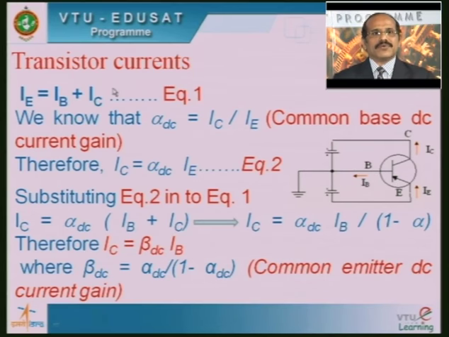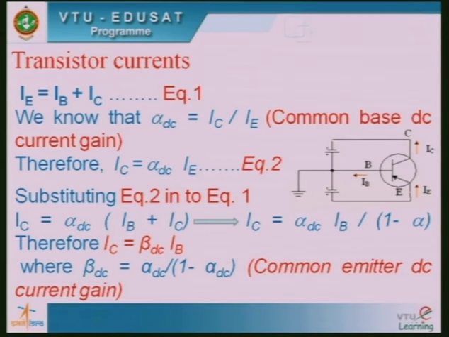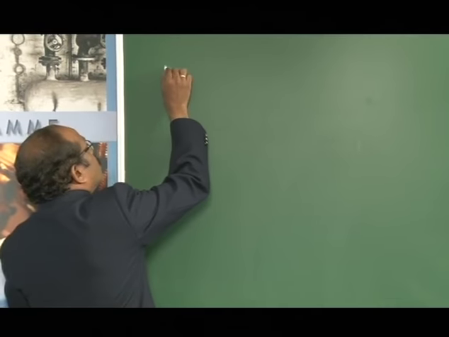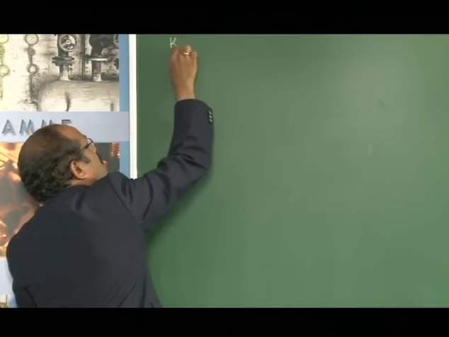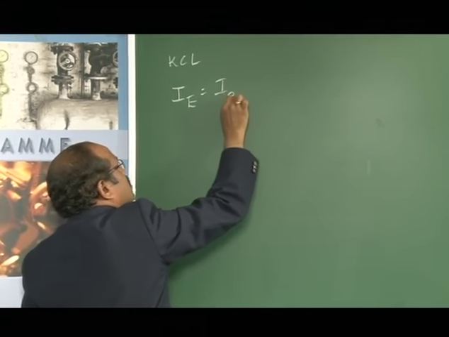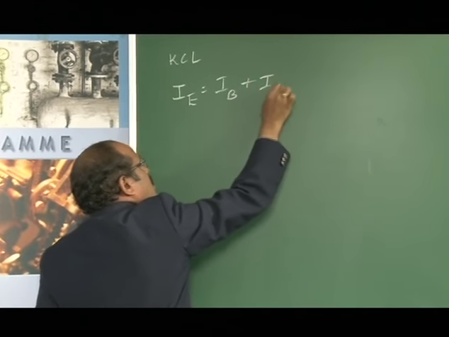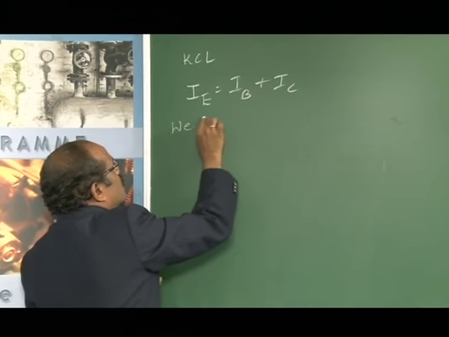From this figure, if you apply Kirchhoff's current law, we can note down that IE equals IB plus IC. So if we derive this equation, applying Kirchhoff's current law, we get the input current, that is the emitter current, equal to IB plus IC.